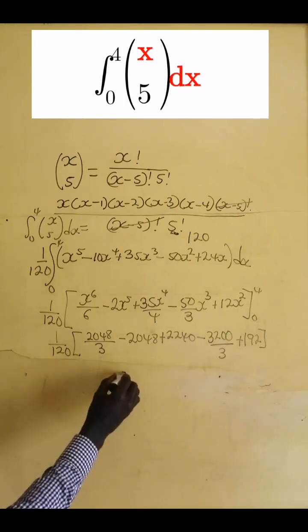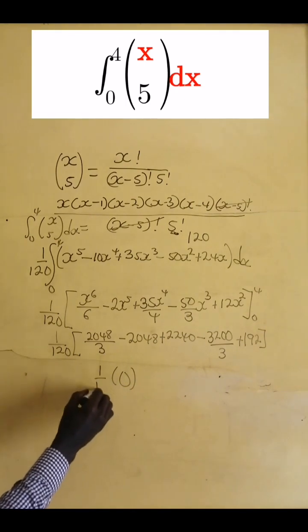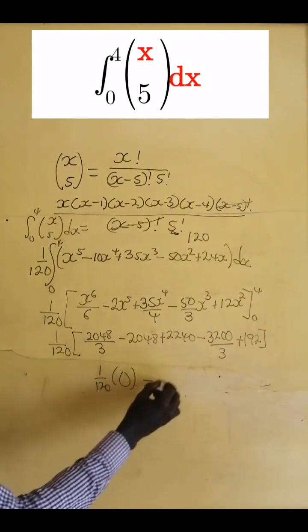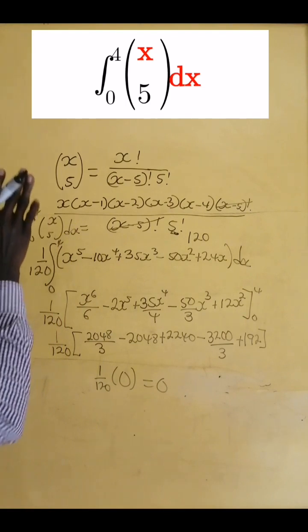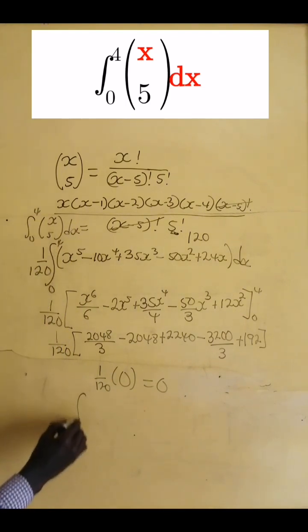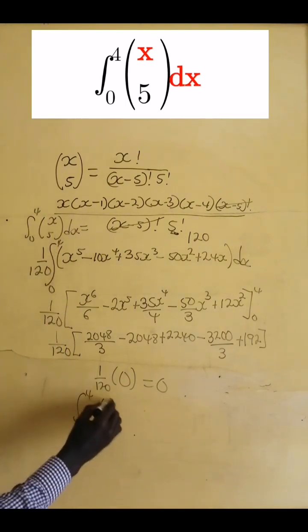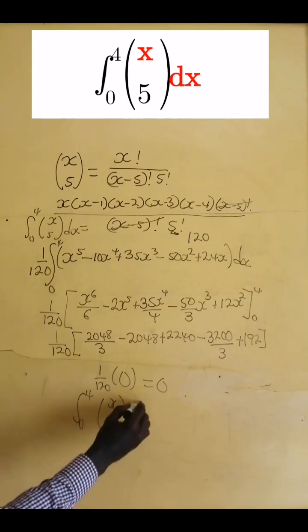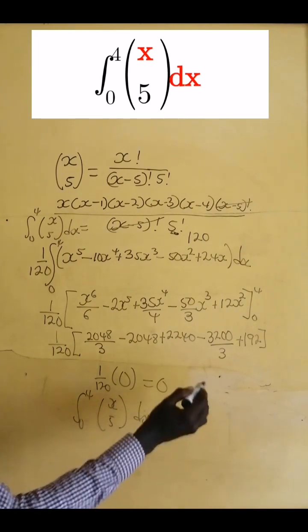Everything inside here gives 0 times 1 over 120. And if we multiply, we are getting 0. Hence, the integral of x choose 5 dx from 0 up to 4 equals 0.